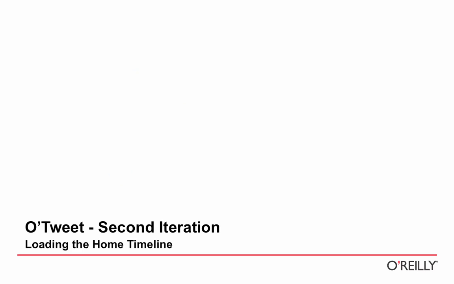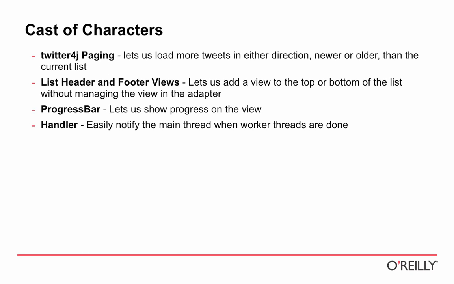Alright, so let's talk about loading the home timeline and what we're going to be doing during this class. We'll be running into a few new friends as we look through the code. One thing that we're going to be doing is paging or loading newer or older tweets, because we can't load every tweet up front. There could be too many potentially, so we have to have some way to page through that list of tweets. And Twitter4J provides us with a class to do that called paging. So we'll be looking at how that works.